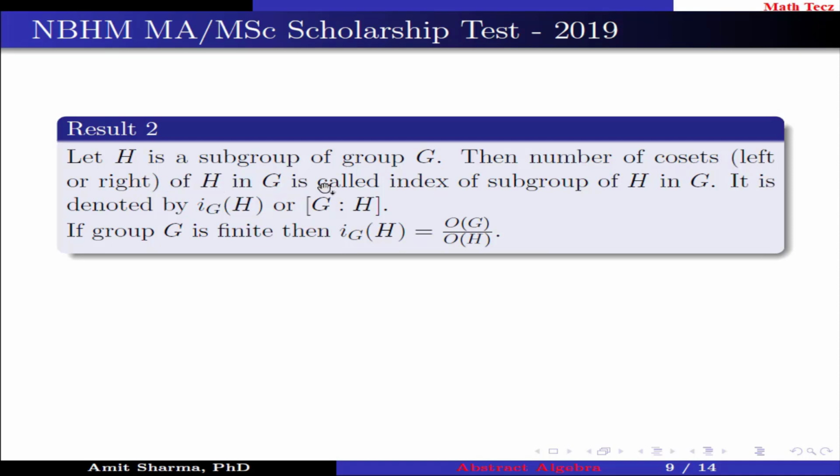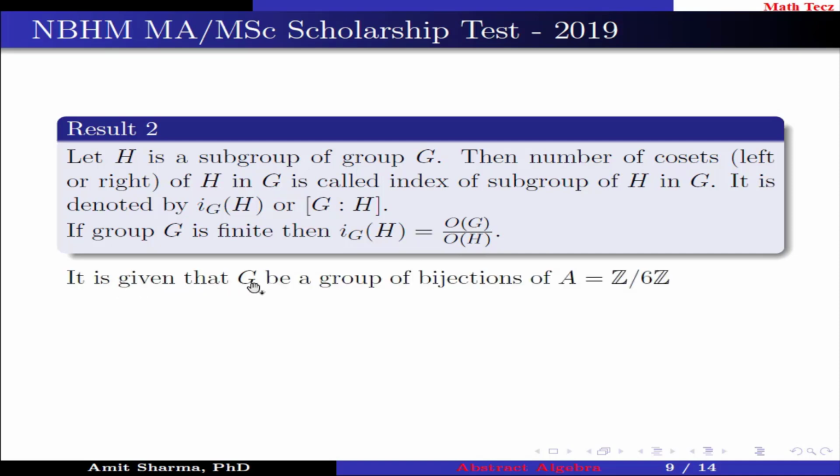Then the number of cosets, left or right, of H in G is called the index of the subgroup H in G. It is denoted by I_G(H) or (G : H). If group G is finite, then the index of H in G is equal to the order of G by the order of H.